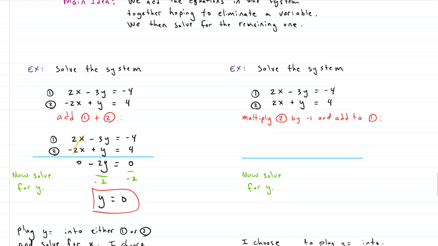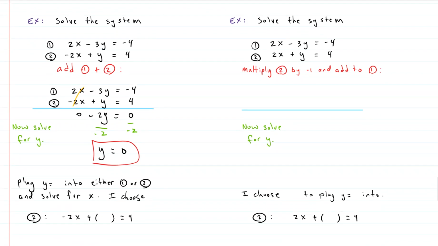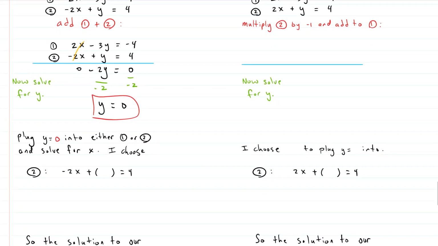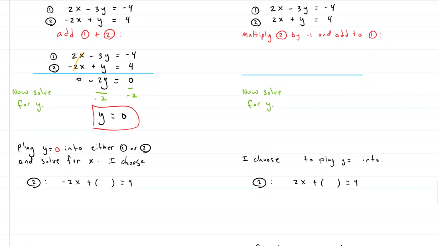So that's nice. Now we can plug y equals 0 into one of the first equations we had, equation 1 or equation 2, and then we can solve for x because we already know what y is. So I choose equation 2. And equation 2 was -2x plus y equals 4. But instead of having the y, we know what y is. y is 0, so we'll plug it in.